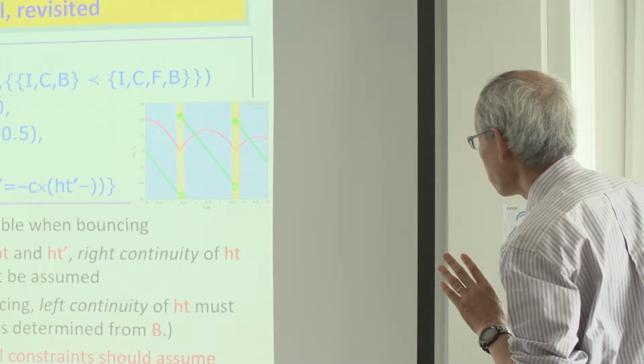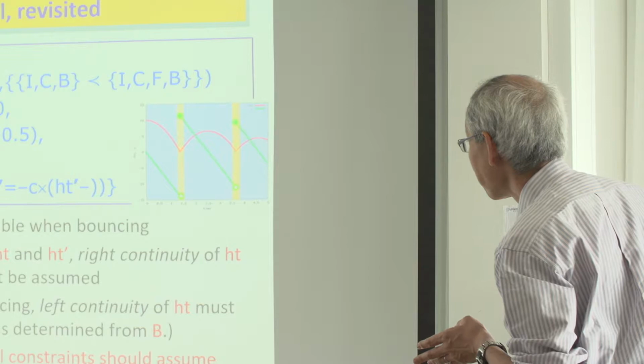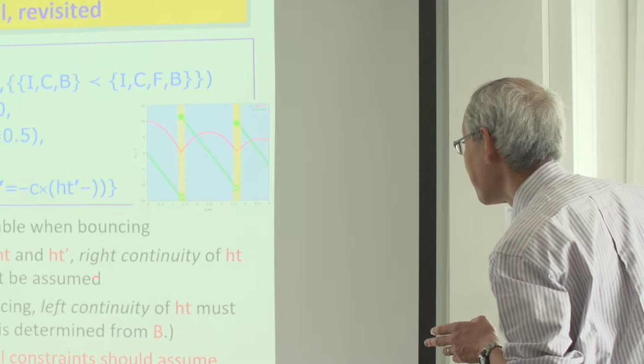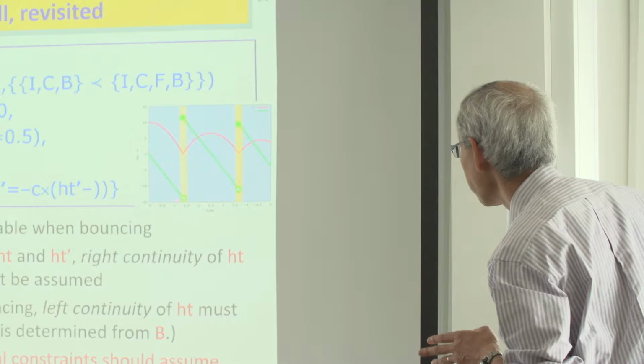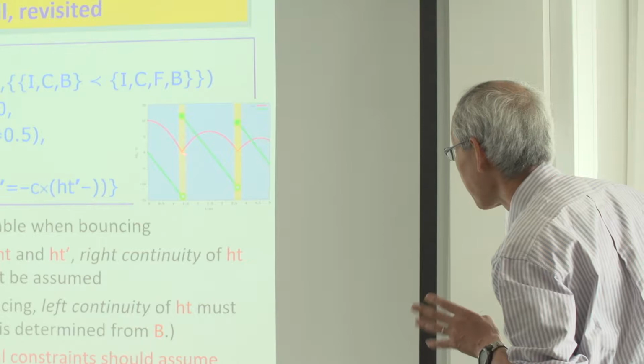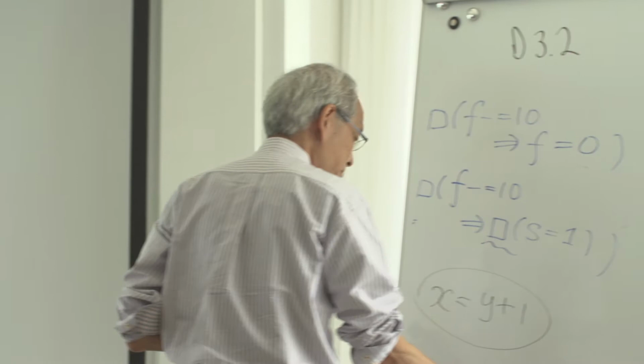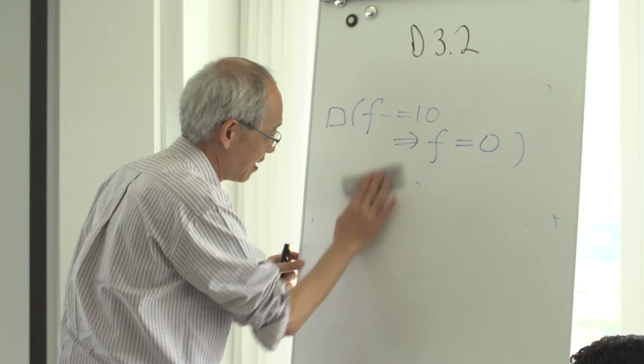But we need to have some assumption about the value of H(t). And the assumption is that the right continuity of H(t) and H'(t) at the bouncing time must be assumed. In particular, we need to assume that the ball here will not move to somewhere else. This is a sort of frame axiom.